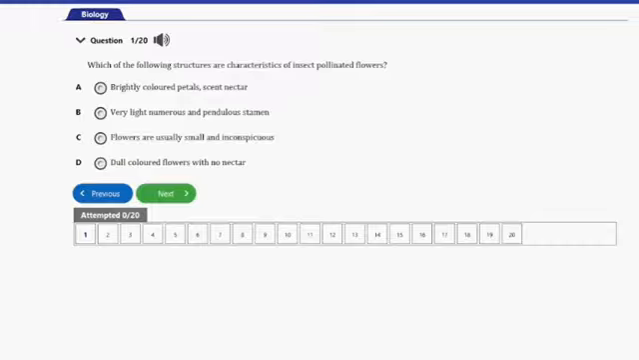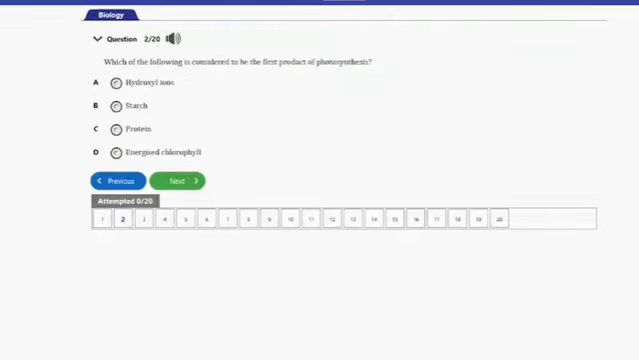The brightly colored petals actually make them more attractive, and as well the scent nectar makes them attract the insects in order to be pollinated by these insects. So that's it for this question, and let's go ahead and consider the next question, guys. That's question number 2 here.